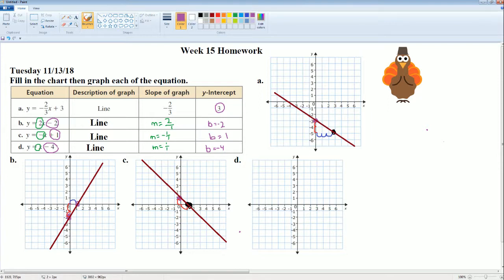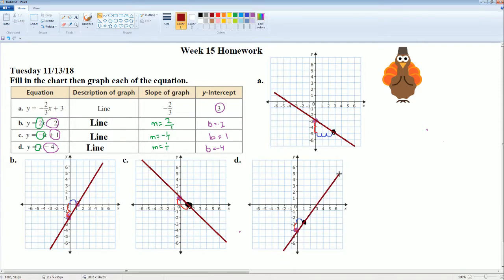b equals negative 4. So right there, negative 4. And the slope here is up 1, to the right 1. So let's do that. Up 1. Then to the right 1. Okay. Then we make another dot there. Then we connect that with a line.